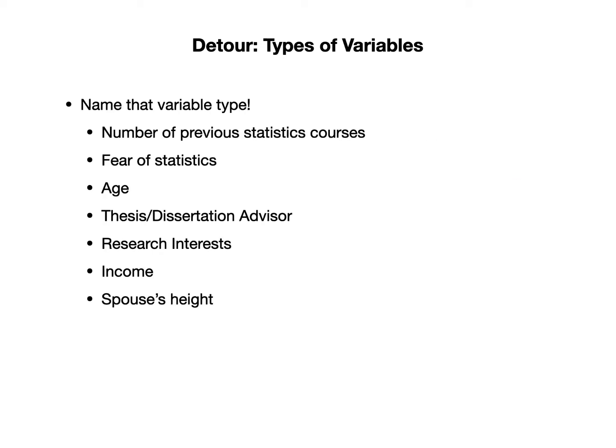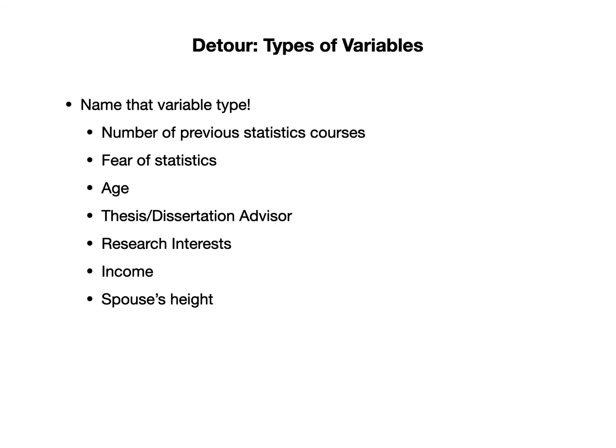So take a minute and pause this and see what you think for each of the types of variables here. Okay, so typically I'd say the number of previous statistics courses is a count variable. Fear of statistics, if we're measuring it reasonably continuously, would be a measured variable. Age would typically be a measured variable. Your thesis dissertation advisor would typically be an unordered categorical variable. Research interests, same thing, unordered categorical variable. Okay, income, you might have that being a measured variable. And then spouse's height, typically a measured variable.